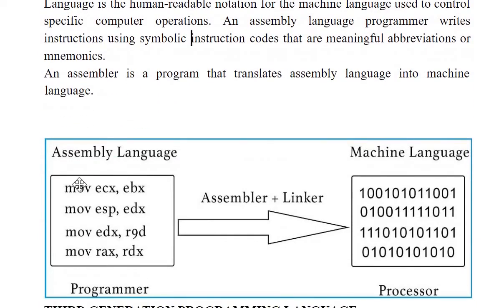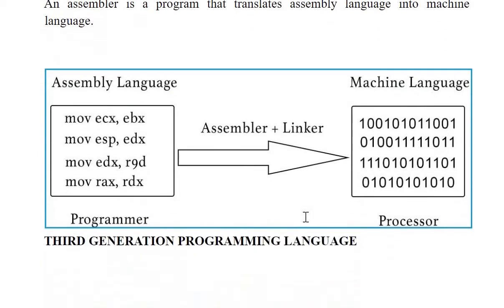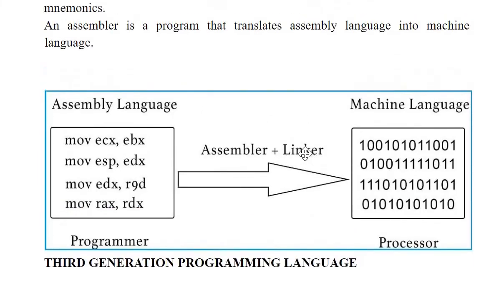You can see here examples of assembly language: MOV means move, ADD means add, SUB means subtract. The mnemonics that you are using, that is called assembly language. This assembly language is converted into machine language using the assembler, and a linker is used to link other files, you can say header files, to this program. So this is the example of assembly language.